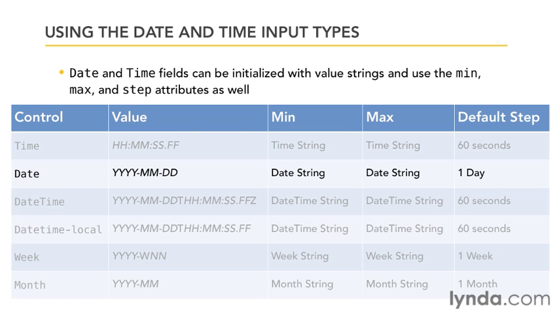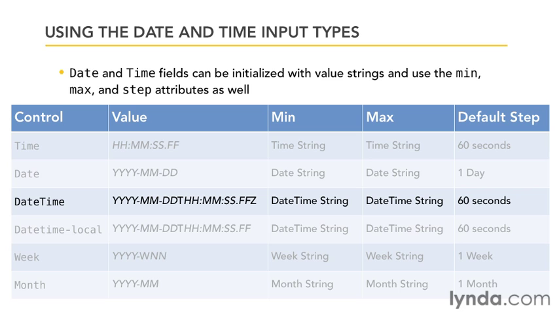For date, it's the same thing. You can enter years, months, and days. Min and max, you can use strings that take this format, and if you use step, the default step is 1 day. For datetime, you use a string that's a combination of date and time, separated by the letter T right there in the middle of it.